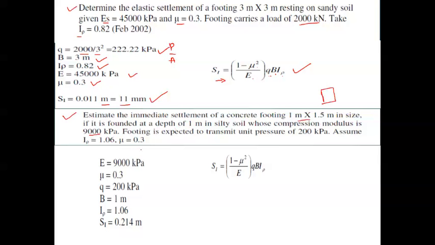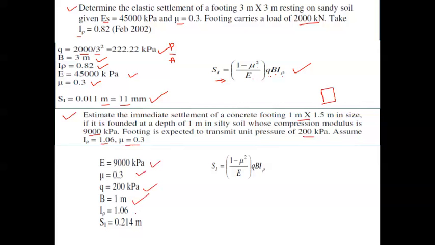So the footing is expected to transmit a unit pressure of 200 kPa. So the Q value is directly given in this problem. Assume influence factor IF is equal to 1.06 and Poisson's ratio is equal to 0.3. So what is given here? Modulus of elasticity is 9000 kPa. Poisson's ratio mu is 0.3. Q, the loading intensity, is 200 kPa. Then the width of the footing is 1 meter.